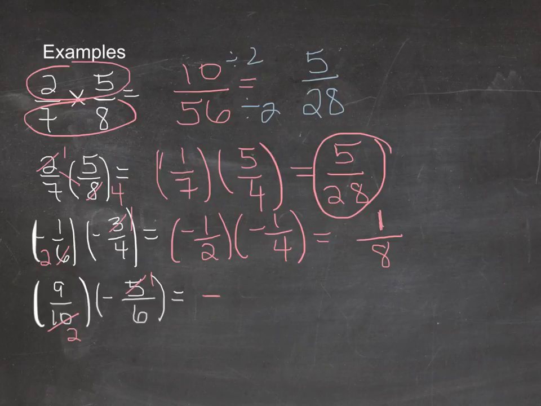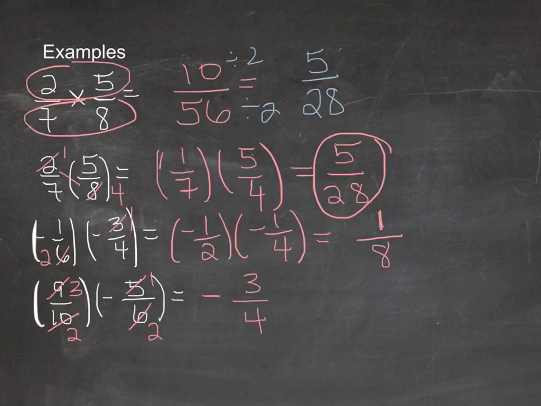9 and 6 also have a common factor. I can divide them both by 3. So 9 divided by 3 would be 3, and 6 divided by 3 would be 2. So I've changed my first fraction. Now I have 3 halves times negative 1/2. So it's going to be 3 times 1 is 3, over 2 times 2 is 4. So my answer is negative 3/4.